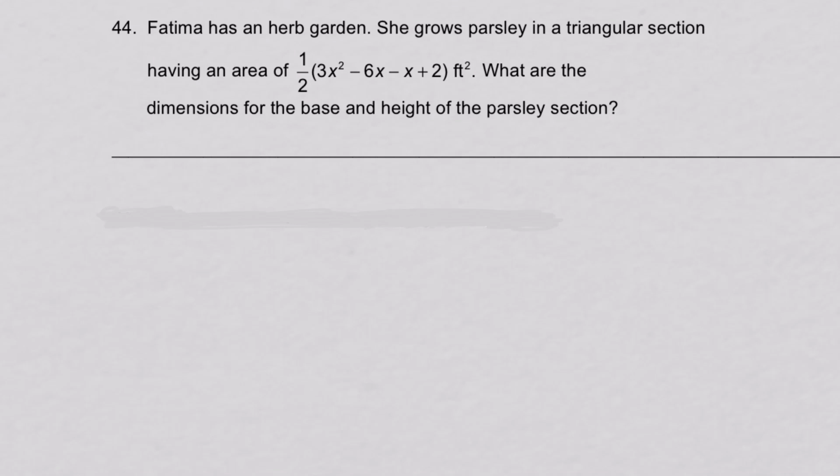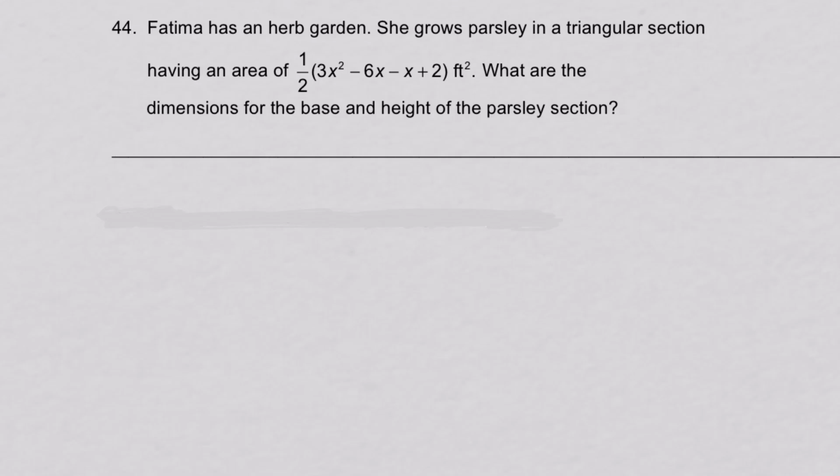Alright, let's move on with number 44. It says Fatima has an herb garden. She grows parsley in a triangular section having an area of 1/2 times the quantity 3x squared minus 6x minus x plus 2 feet squared. What are the dimensions for the base and height of the parsley section?